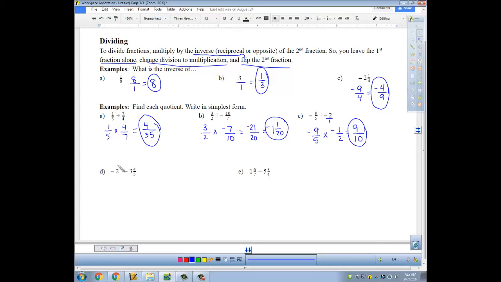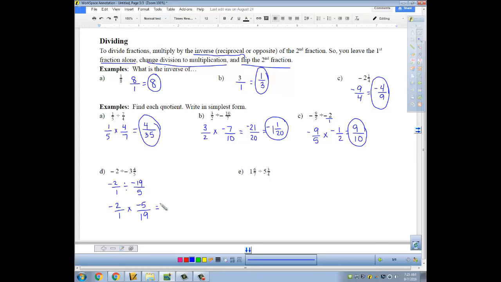Part D, we're going to change negative 2 to negative 2 over 1. Change negative 3 and 4/5 to an improper fraction. 5 times 3 is 15, plus 4 is 19, so that's negative 19 over 5. Notice I have not flipped anything yet. I just rewrote the original problem. So once you have just two fractions in your division problem, now we can do the keep, change, flip. So keep the first fraction, change division to multiplication, flip the second fraction.